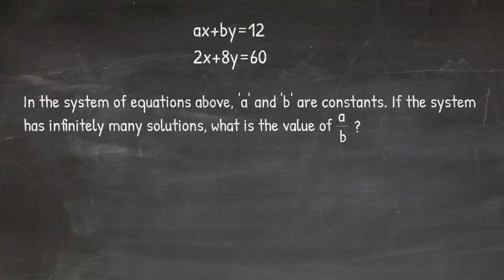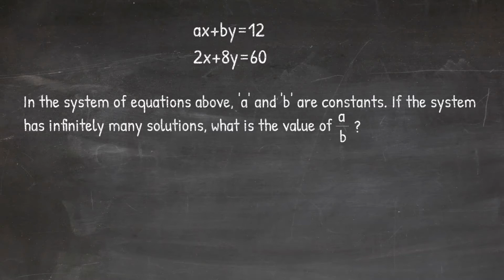ax plus by equals 12, 2x plus 8y equals 60. In the system of equations above, a and b are constants. If the system has infinitely many solutions, what is the value of a over b?